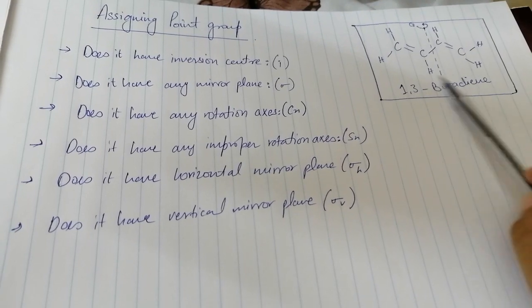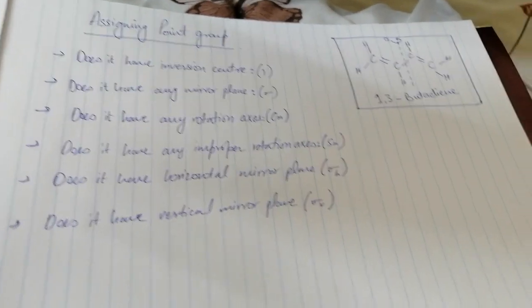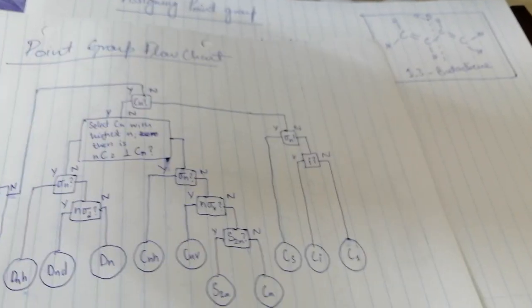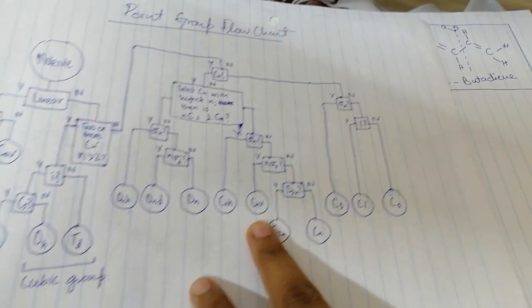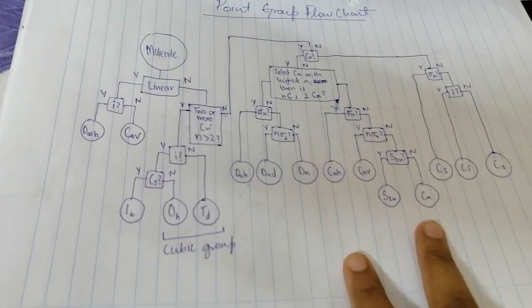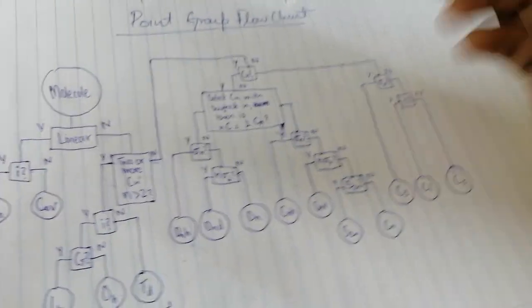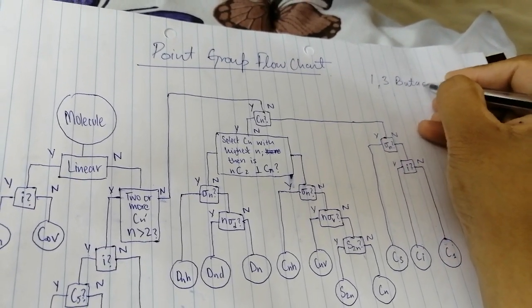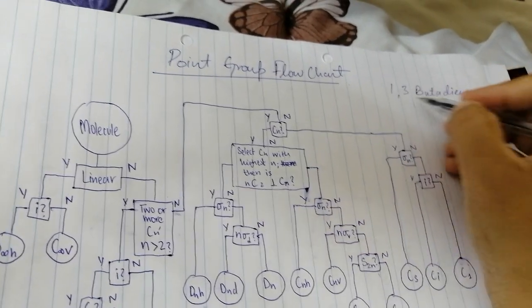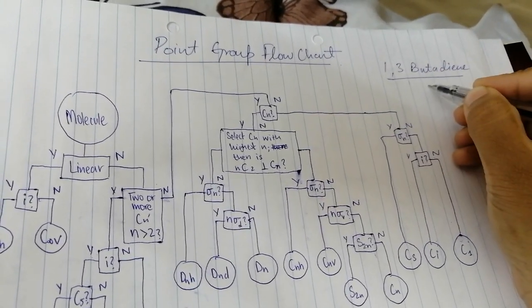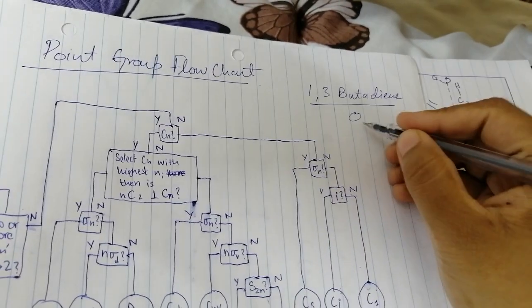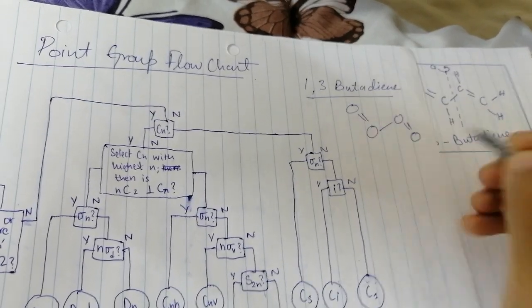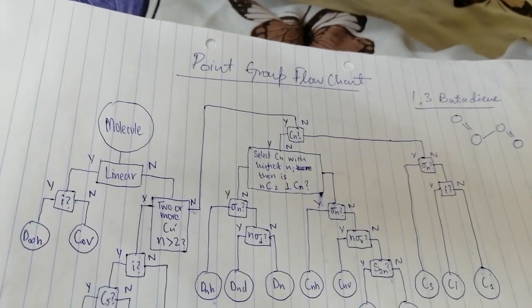In this case we are working with 1,3 butadiene. So let's bring the flow chart again and then answer the questions regarding 1,3 butadiene. Okay, so here is the flow chart, and we are working with 1,3 butadiene today to find the point group of the following molecule.